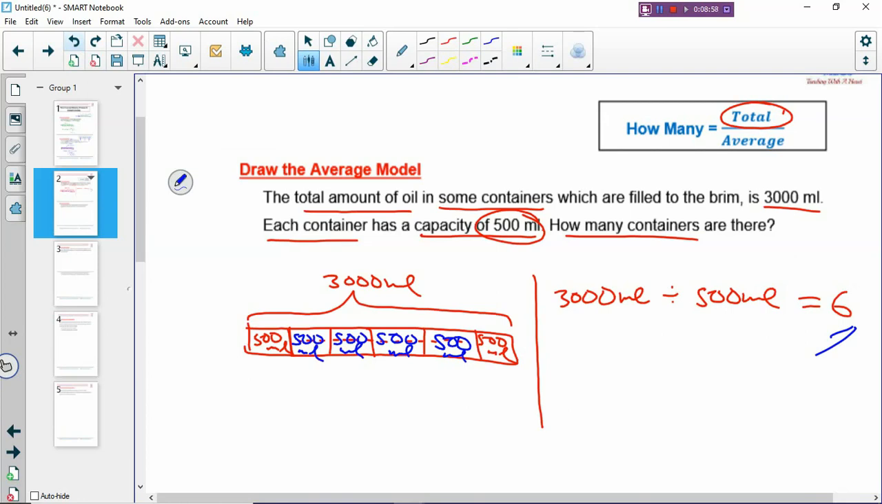How do you find the total? And then you also need to know how to find how many, alright? How many containers are there? Alright, so that is what you need to know about this topic.